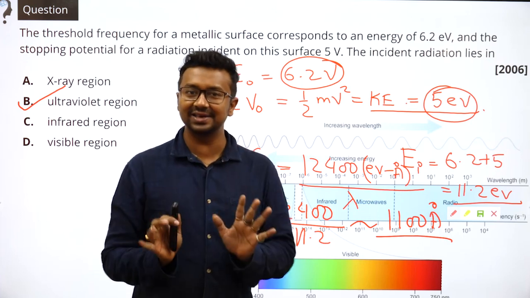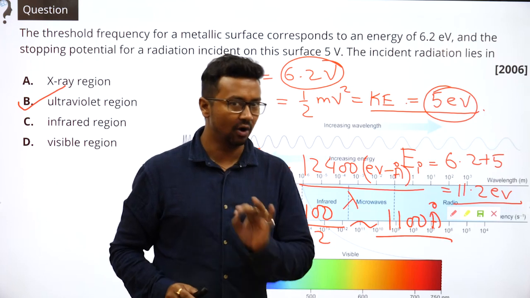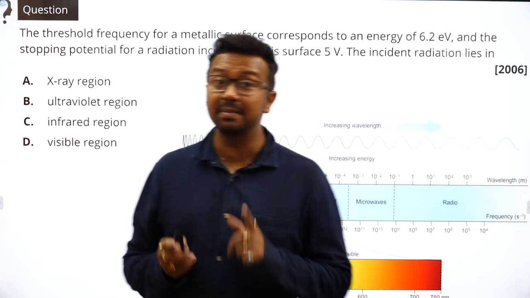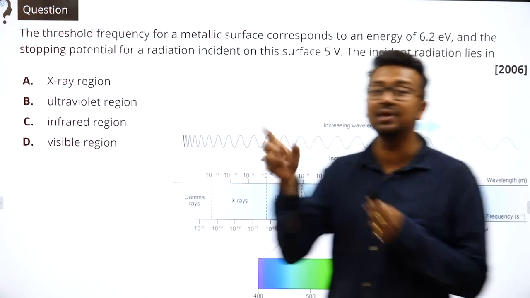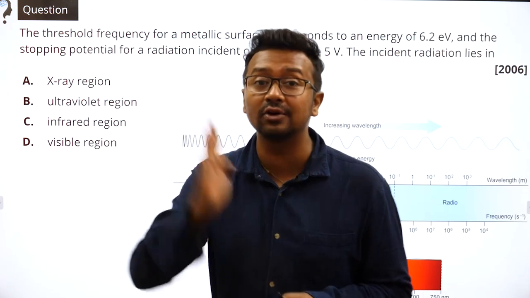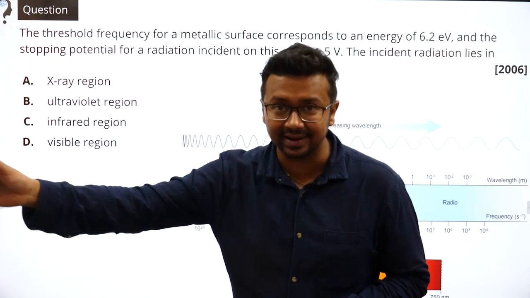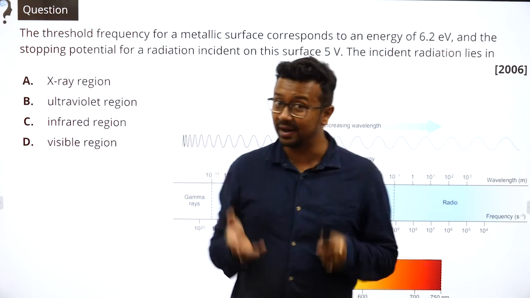Although, you can expect some questions of this type that are very simple too. All right. However, the working of the question should be much faster, which you can get from the concept of that hc. Remember the value of hc, 12400 electron volt angstrom, or else 1240 electron volt nanometer. Okay? So you know exactly what the unit of your lambda should be also.